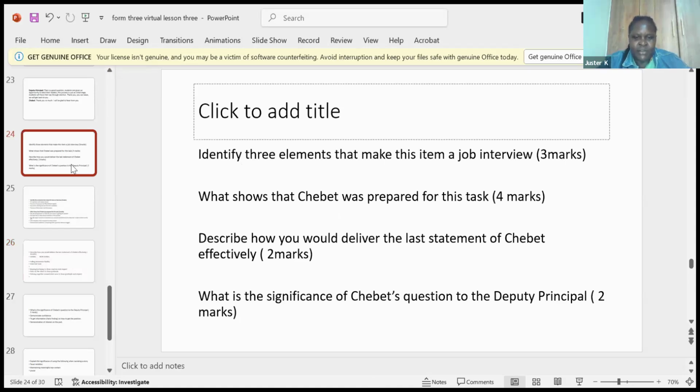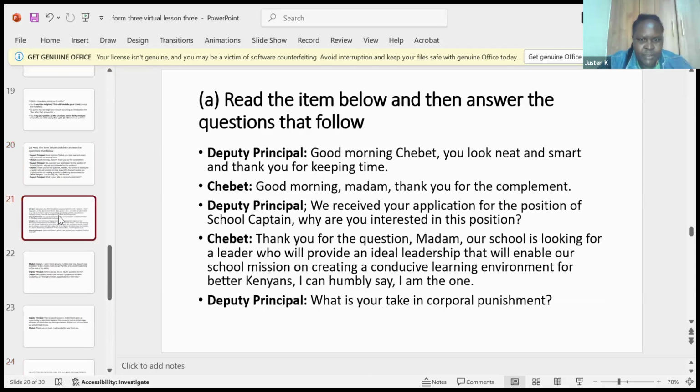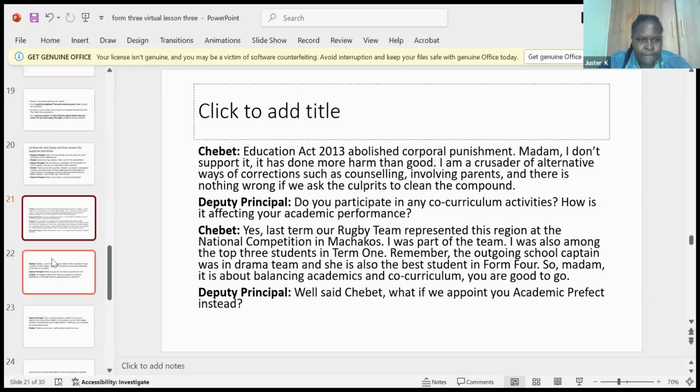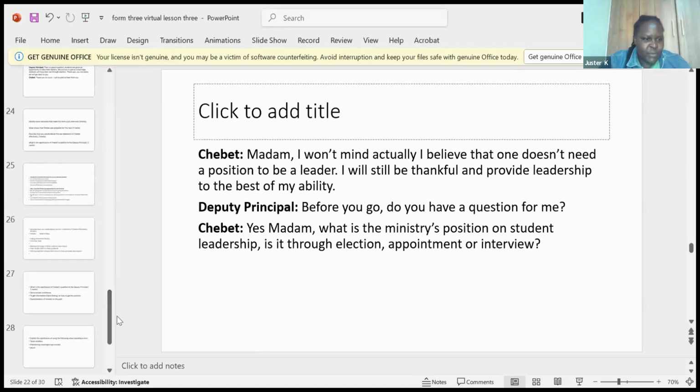The last question on that dialogue is, what is the significance of Chebet's question to the deputy principal? Let us look at Chebet's question to the principal. I think it is the deputy who asks, before you go, do you have a question for me? And then Chebet is asking, yes, madam, what is the ministry's position on student leadership? Is it through election, appointment, or interview? Now, the question is, what is the relevance of that? Significance of that particular question? Is there anybody?